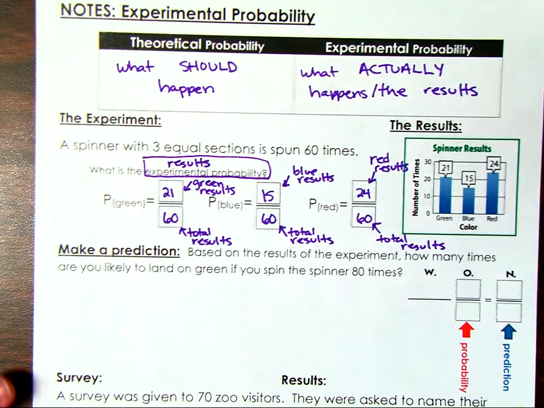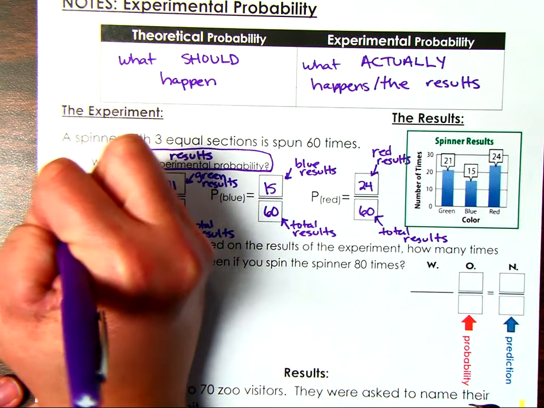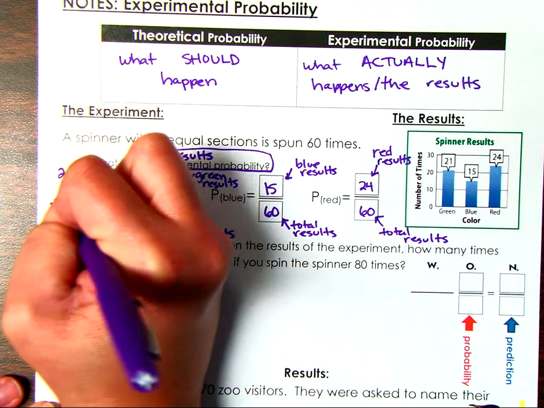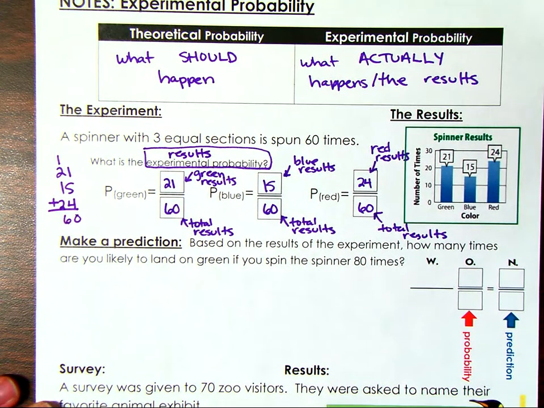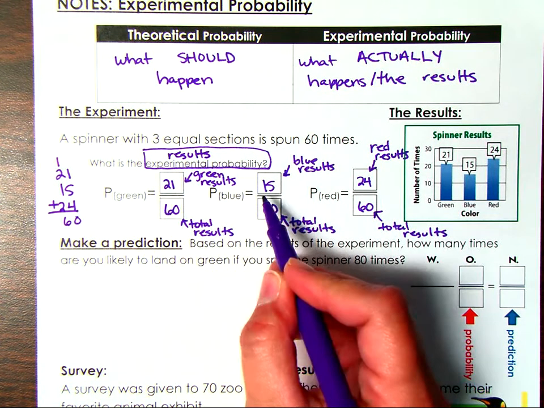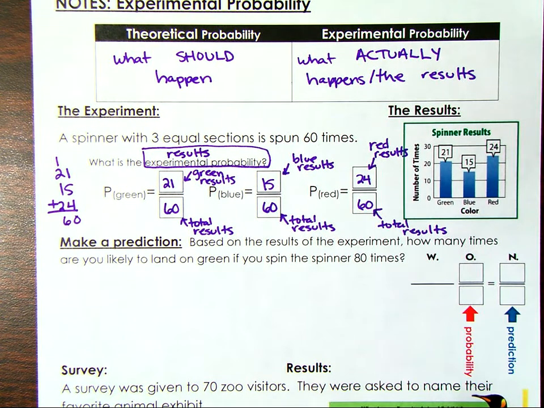Okay, another thing to think about, well, 21 plus 15 plus 24, 5 plus 4 is 9, plus 1 is 10, 2, 3, 4, 5, 6. There's your total of 60. And that makes sense because when we talked about probability and its complement, the likelihood of something happening plus the likelihood of something not happening, that covers all your results. So 21 60ths plus 15 60ths plus 24 60ths would give you 60 out of 60. That covers all your 60 results.